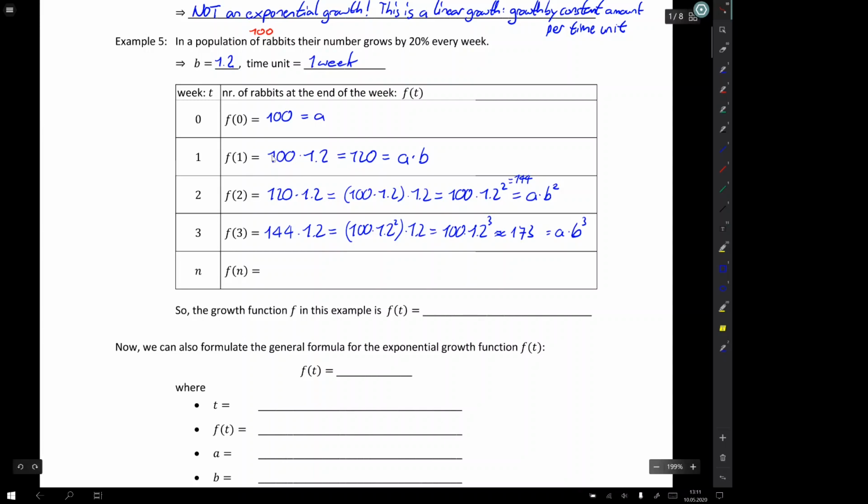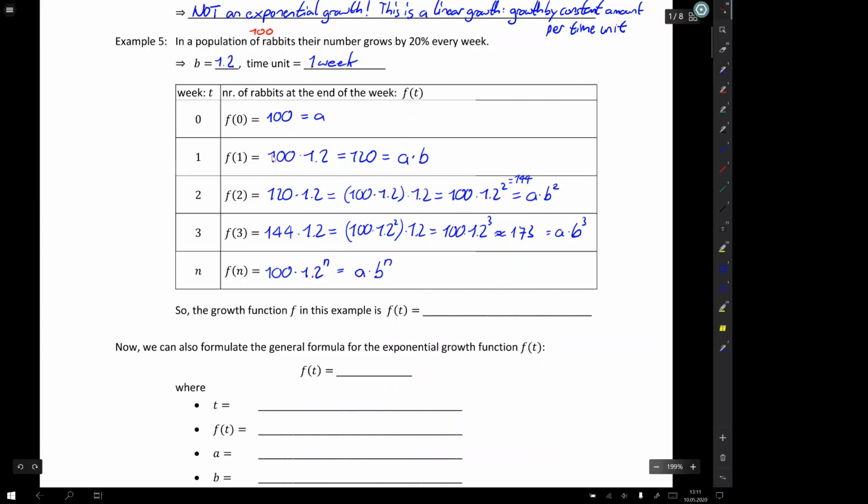Now the question is, how many rabbits are there after n weeks? So what is f of n? And just looking at what we found out by now, we said after 1 week we have 100 times 1.2, after 2 weeks 100 times 1.2 to the power of 2, after 3 weeks 100 times 1.2 to the power of 3. So we see it will continue exactly that way, so we get 100 times 1.2 to the power of n. Or in the general case, this means it's A, the initial amount, times B to the power of n.